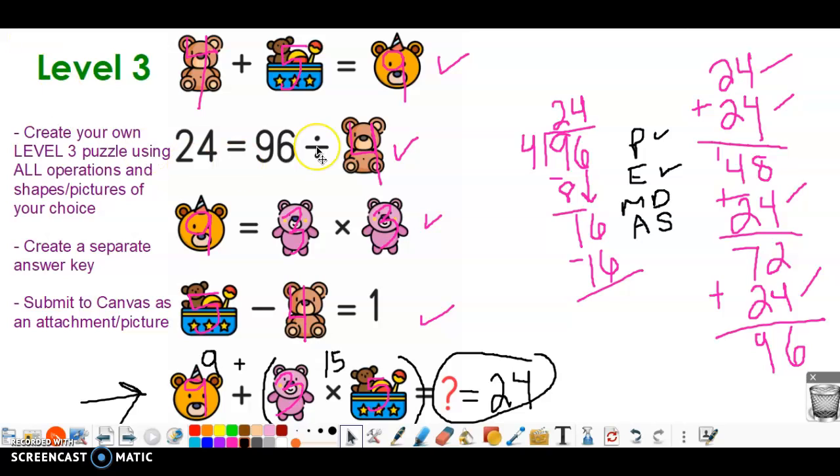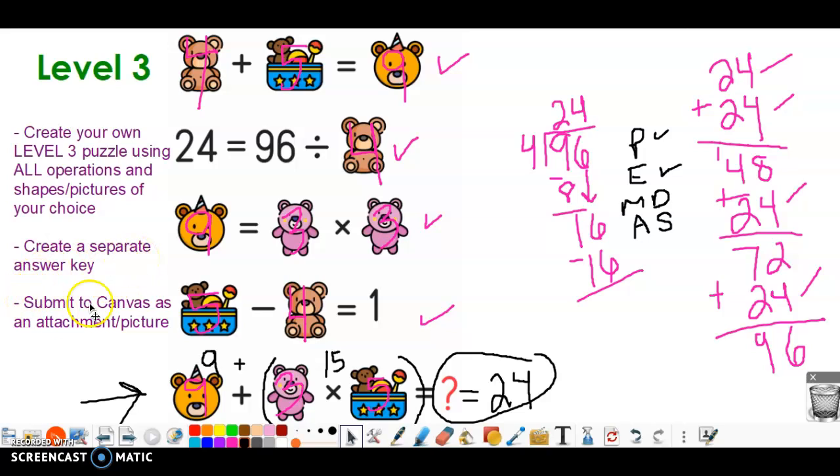So here we go. Here is your task for today. If you are a remote learner or if you are absent from face-to-face class today, your assignment for today is over here on the side. You are going to create your own level 3 puzzle using all operations and shapes or pictures of your choice, just like this, okay? Make sure you create a separate answer key, okay? Don't show me the answers on the front. Don't show me the values of all your pictures on the front. Show me on the back and make sure it's correct.